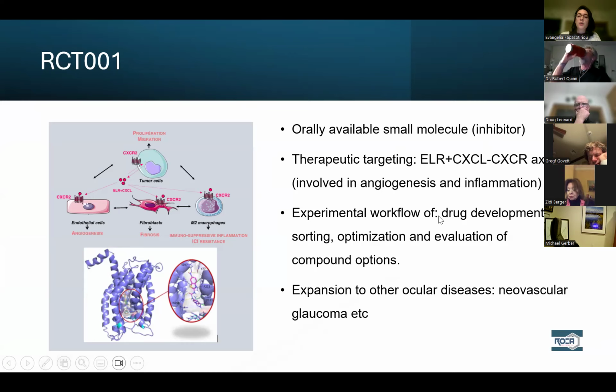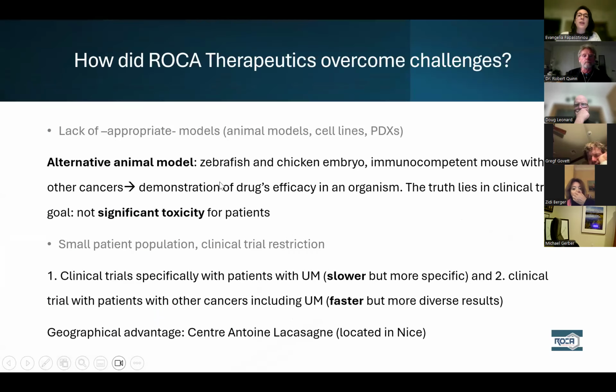They work with a workflow that involves drug development, sorting the options, optimizing the compound options, and evaluating them before they move on to sell to big pharmas. And their goal is also to expand their discoveries to other ocular diseases, like glaucoma. And I also had the honor and the privilege to be able to quickly interview Dr. Maeva Dufis. And so I can offer you here some real life testimony of how it is to have a biotech for a rare cancer.